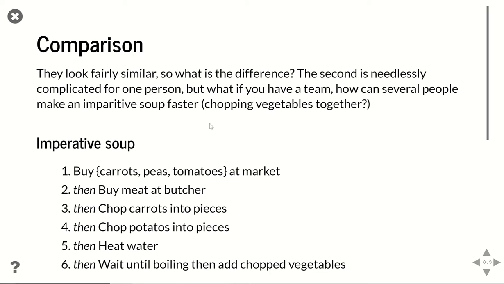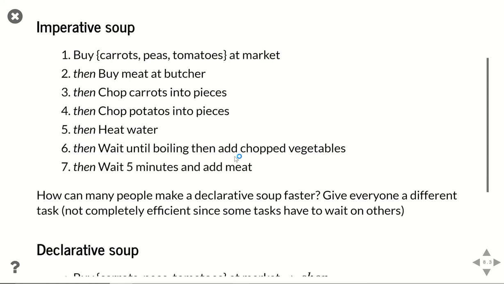But if you're trying to utilize several people, how can several people make the imperative soup faster? What you can do is what the MATLAB approach, or the optimized approach, is: it takes things like chopping vegetables together faster. In MATLAB, if you perform a Gaussian filter, or a fast Fourier transform, or in Python, it will automatically take advantage of the fact that you have multiple cores. For each individual task, it will use multiple cores to try to get that faster, if that's been implemented in that way. But for generally trying to make it faster, it's more difficult.